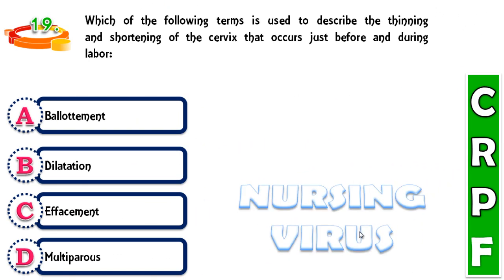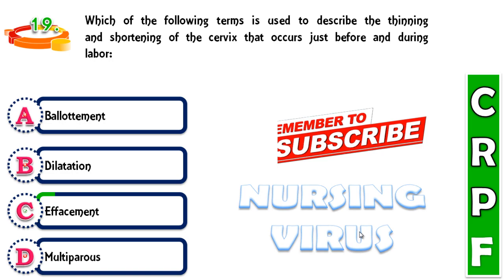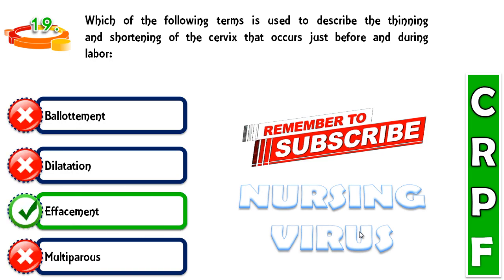And the 19th one, which of the following terms is used to describe the thinning and softening of the cervix that occurs just before and during labor? Options are ballottement, dilatation, effacement, and multiparous. So the correct answer is effacement.